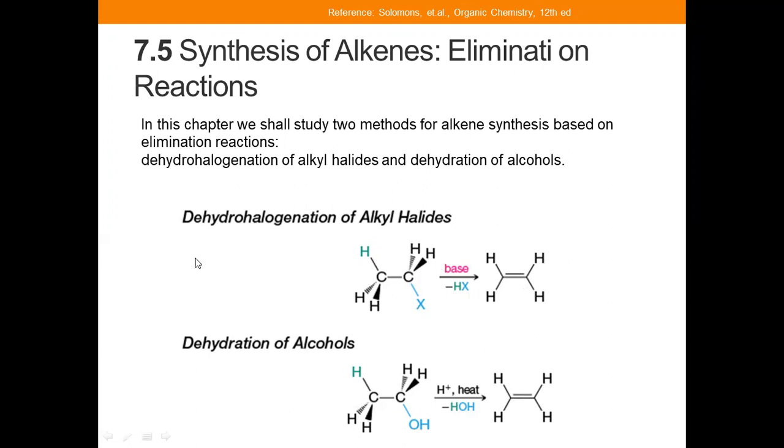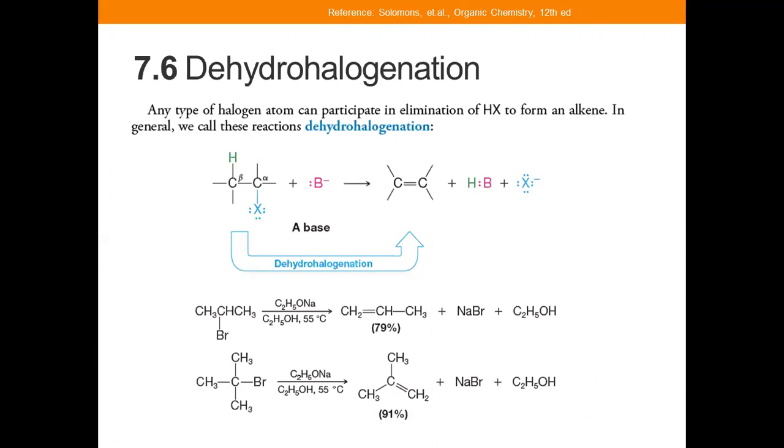So we'll look at the mechanism again, just reviewing the mechanism of the dehydrohalogenation of alkyl halides to form alkenes. Here you have a base, and a base always has an electron pair with it.